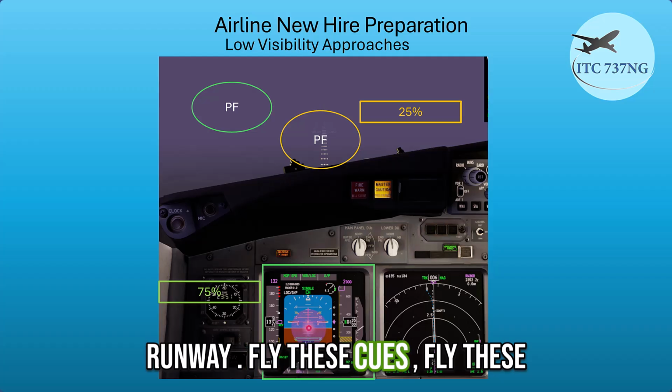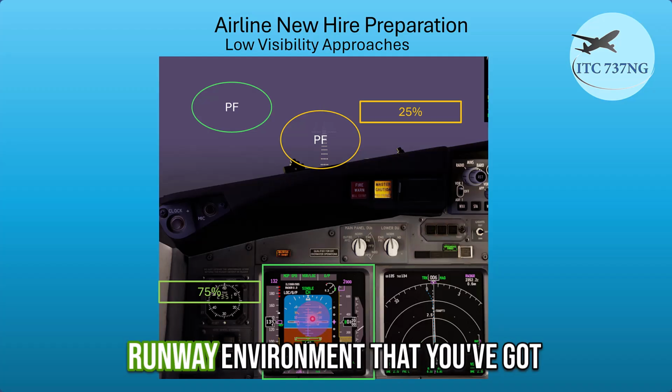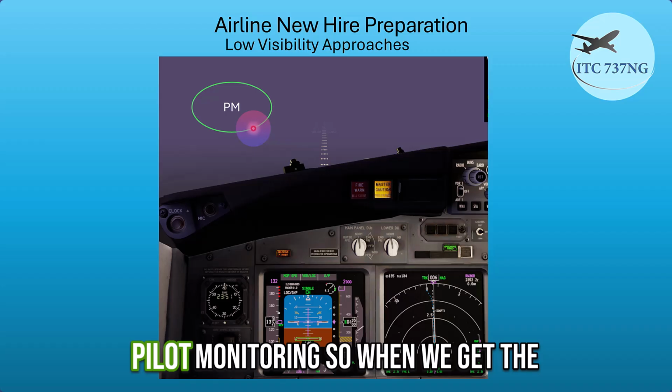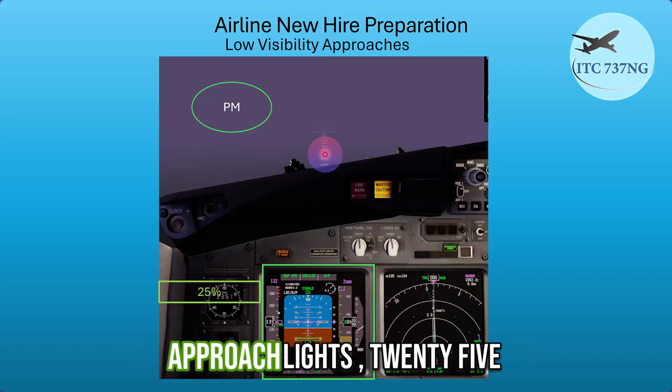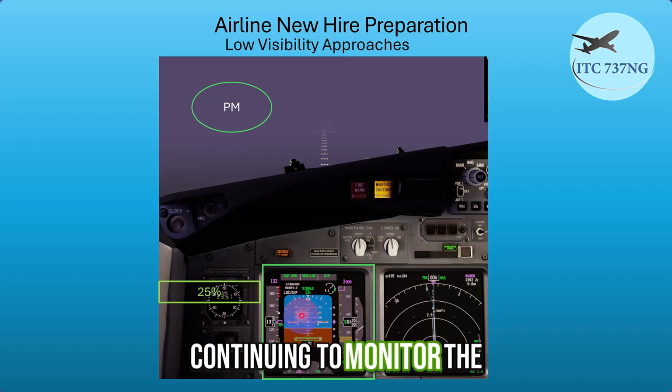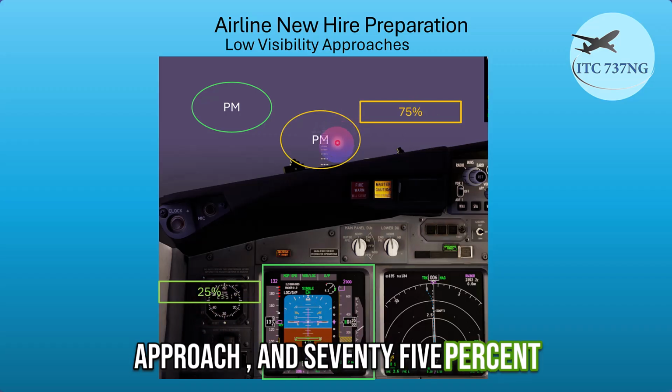Fly these cues until you get down into the runway environment, that you've got excellent presentation of the runway environment. So here's the pilot monitoring. When we get the approach lights and he announces approach lights, 25% of your attention is continuing to monitor the approach, and 75% would be out here.